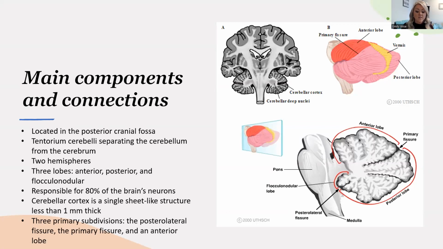The gray matter is divided into three layers. The layers include the molecular layer, the middle layer called the Purkinje cell layer, and the granule layer contained in the interior of the cortex. The cerebellar cortex is divided into three primary subdivisions: the posterolateral fissure, which separates the flocculonodular lobe from the corpus cerebelli, the primary fissure, which separates the corpus cerebelli into a posterior lobe and an anterior lobe.